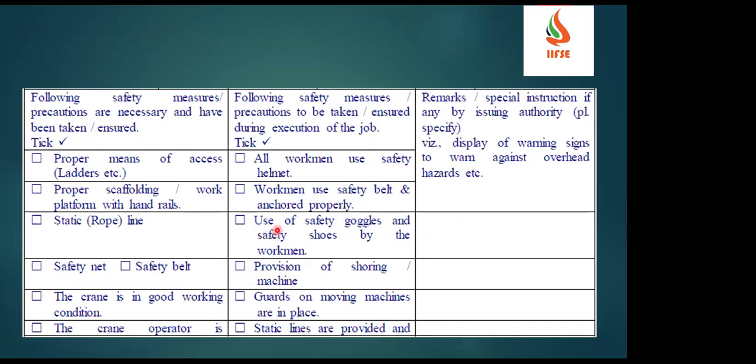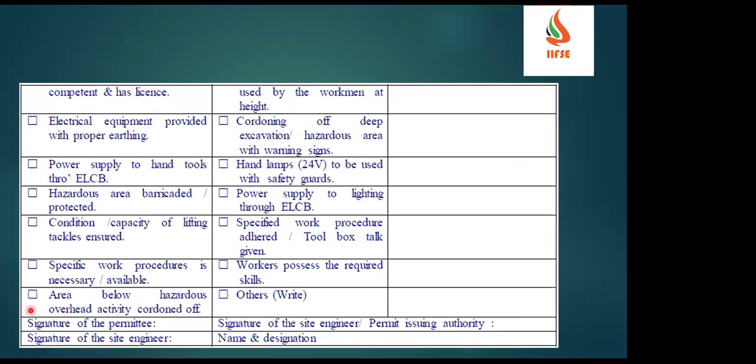Then the following safety measures or precautions are necessary to be taken care of. Once you have identified the hazards, you will refer to the type of safety precautions to be followed. With respect to the hazards identified, we will identify the relative safety precautions. These are all the safety precautions we tick where required. Then they will sign on the permit, the permittee and also the site engineer, who is the issuing authority.